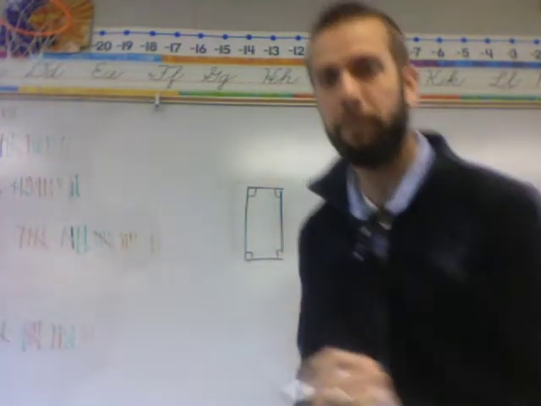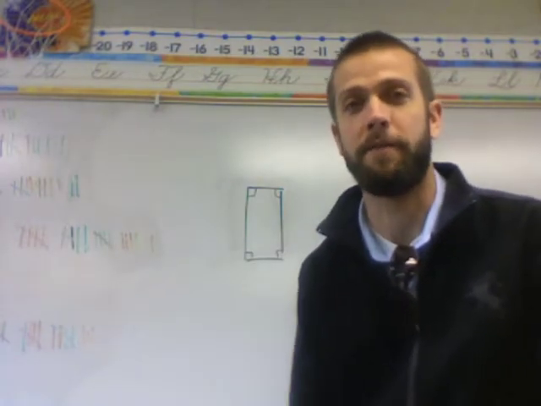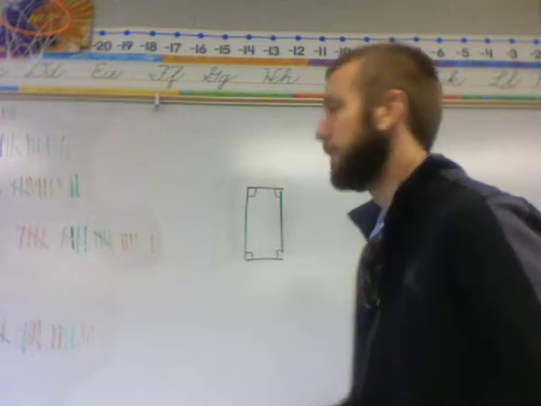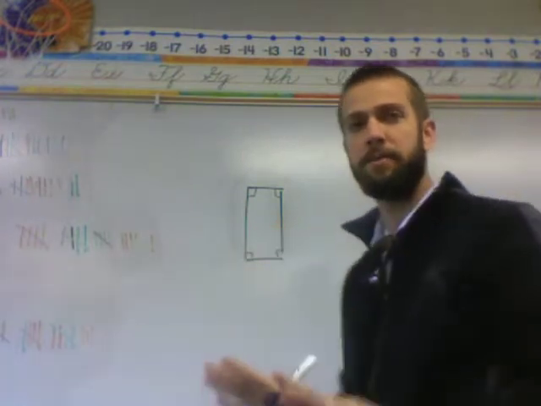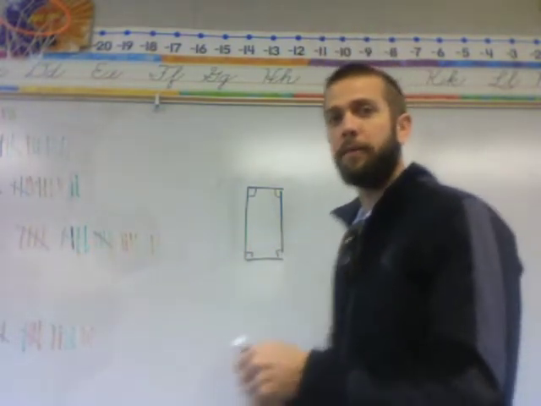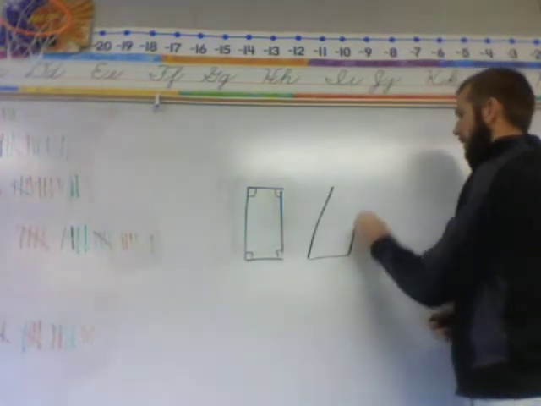A parallelogram with 90-degree corners is a rectangle, a specific type of parallelogram. And a parallelogram is a specific type of quadrilateral. I know, it's confusing. If someone comes along the side and tries to tip that parallelogram over, that rectangle over, maybe it would look like this.